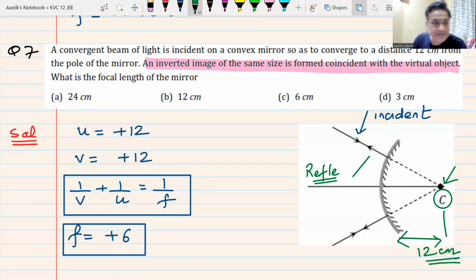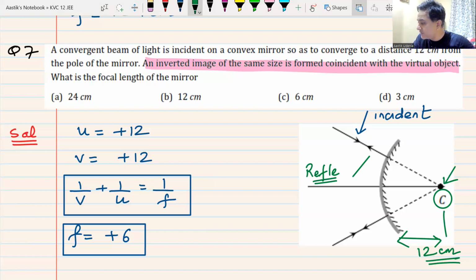Do we understand this? Yes or no? Wherever you have an image coinciding with the object, think about center of curvature. That is the important point. You can mark this question: center of curvature. Because you might be needing it when most required. These simple things are going to save you.